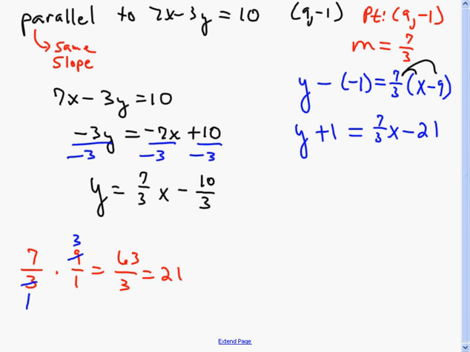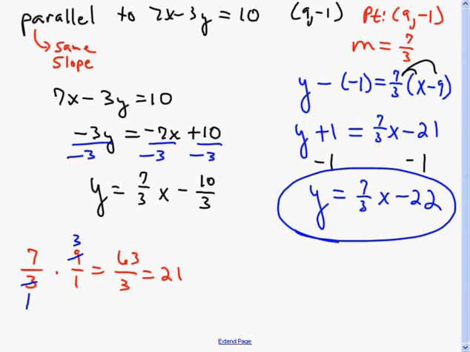And now, to finish this problem off, I'm going to subtract 1 on both sides. So minus 1 and minus 1. And that gives me that y is equal to 7/3 times x, and negative 21 minus 1 is going to give me negative 22. So my final answer there is y = 7/3 x minus 22.